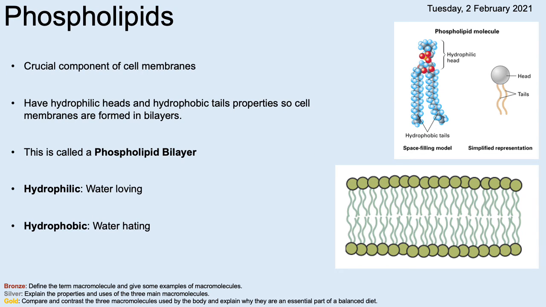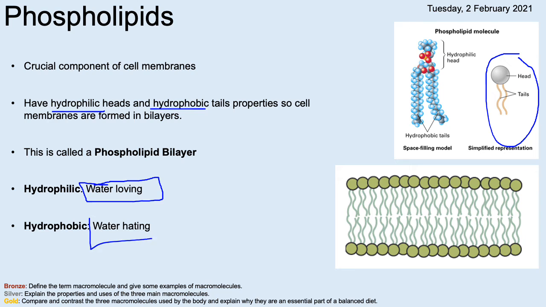So, phospholipids then. These are a crucial component of cell membranes. So here's your diagram here. I did show you a really simple diagram earlier of one that I drew. They have hydrophilic heads and hydrophobic tails. So the hydrophilic bit means that it is water loving. So it is attracted to water molecules. And the hydrophobic bit means that it is water hating. So that means that it is repelled. It repels the water and it goes and faces away from it.